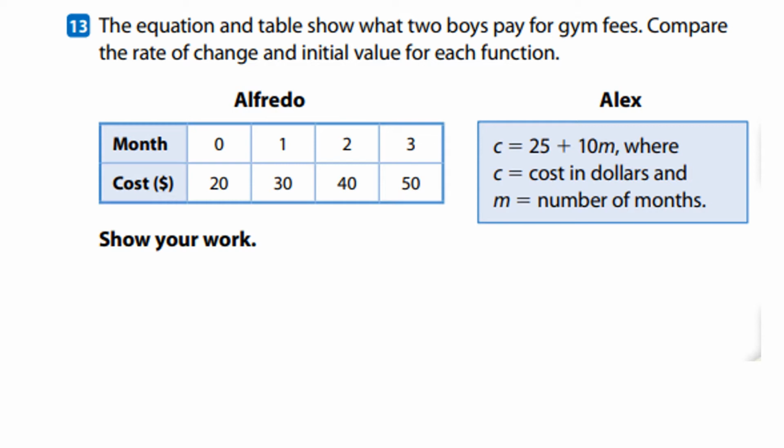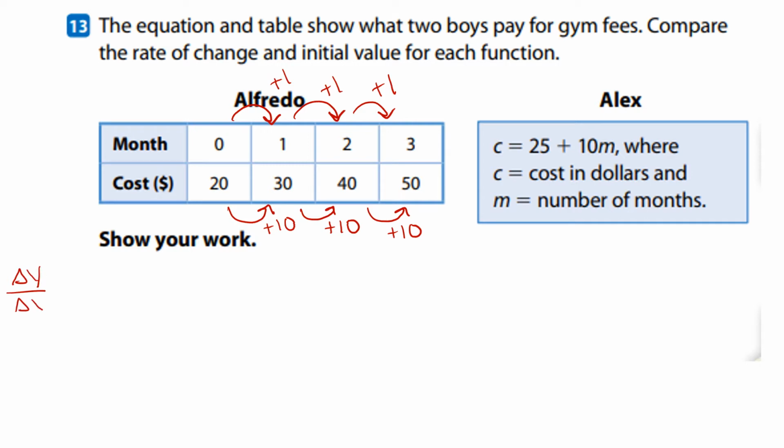So starting with Alfredo, which is the table, to find the rate of change, we want to see what we're counting by. 0 plus 1 is 1, 1 plus 1 is 2, 2 plus 1 is 3. Going across the bottom, 20 plus 10 is 30, 30 plus 10 is 40, 40 plus 10 is 50. We set up our fraction as a change in y over a change in x. The x value is the first column, months, the y value is the second row, cost, so our fraction is 10 over 1. 10 divided by 1 is 10. Alfredo pays $10 per month.